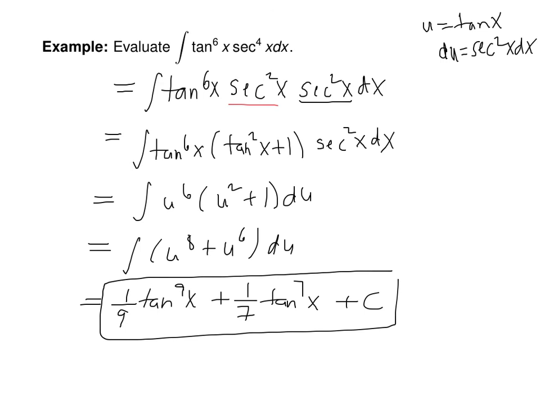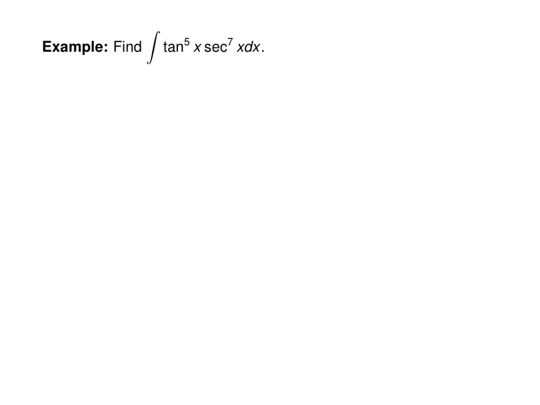And on this example, because the power on the secant was even, we could make this work. On this next one, if you try to save a secant squared so that you can u-sub for tangent, you're going to end up with secant having an odd power. And then you can't use the Pythagorean identities to change secants into tangents. But what you can do instead is this: save both a tangent and a secant.